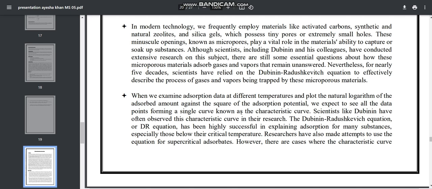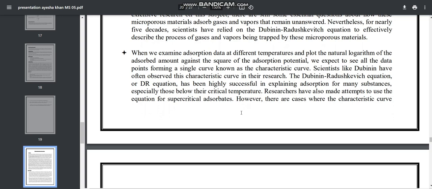However, for almost 5 decades, scientists have used the Dubinin-Radushkevitch equation to accurately explain how gases and vapors get trapped by these microporous materials. When scientists study how substances stick to the surface at different temperatures and create a graph by plotting the natural log of the amount of adsorbed gas against the square of the adsorption potential, they usually expect all the points to form a single curve known as the characteristic curve. This is a common observation in adsorption research, and the Dubinin-Radushkevitch equation is often used to explain the behavior, especially for substances below the critical temperature.